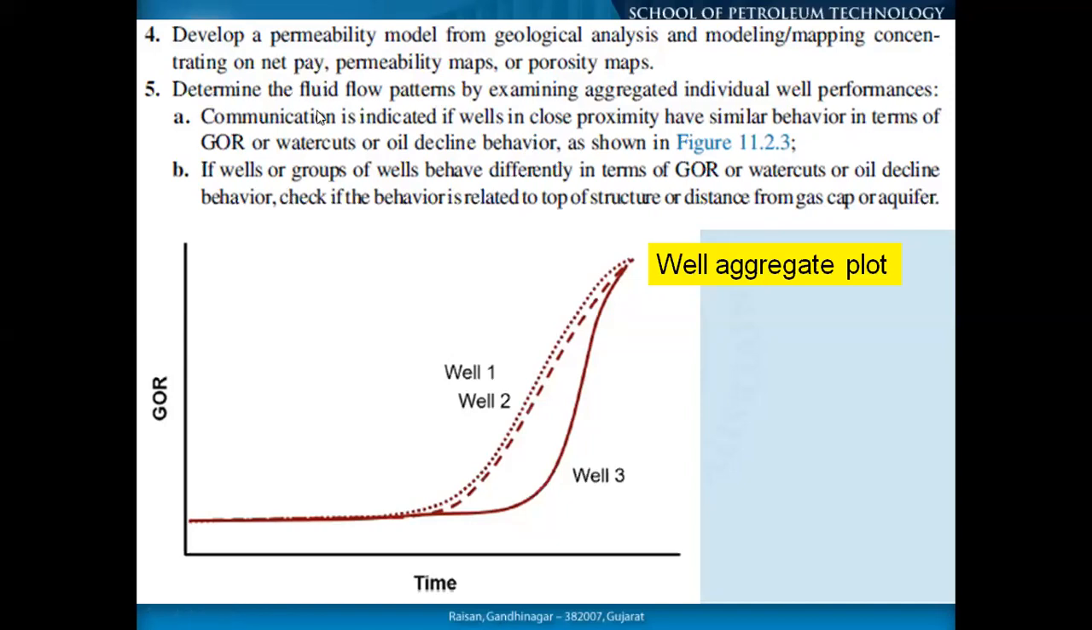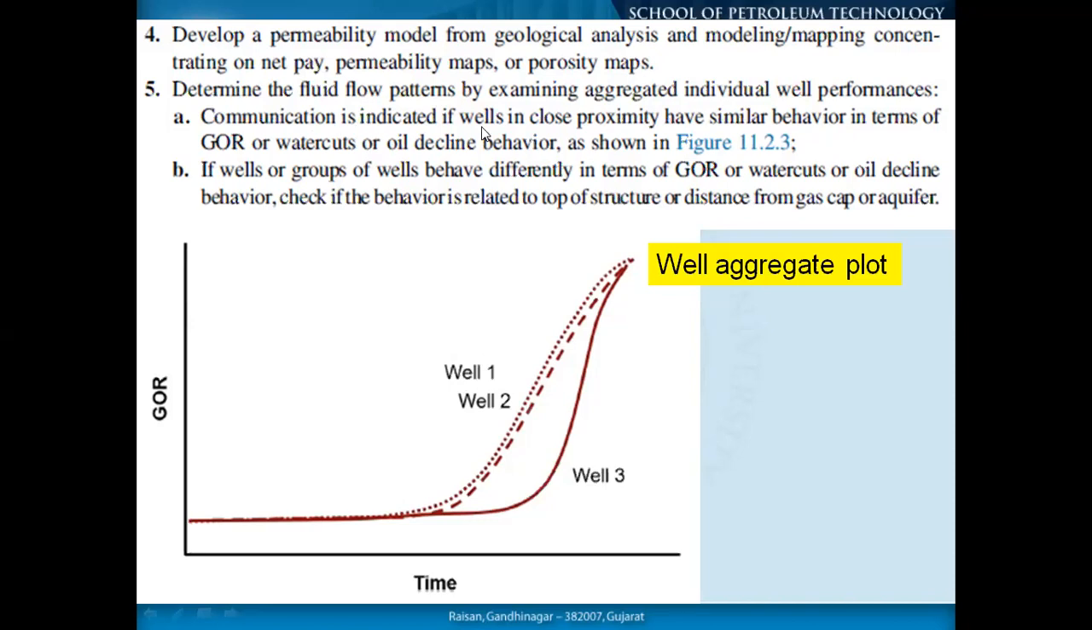Okay. So determine the fluid flow patterns by examining aggregated individual well performances. This is one part: when we are producing from a well, generally the well has a specific optimum production rate. That individual well production of oil, gas, and water may help us to understand particularly the individual well performance.